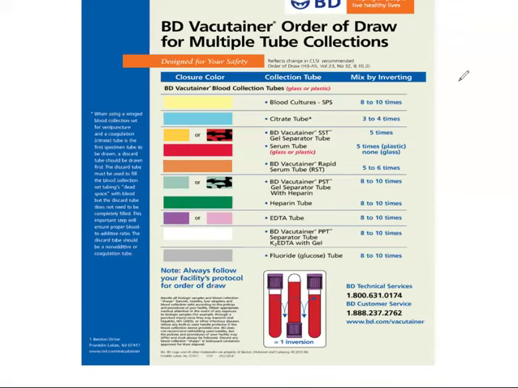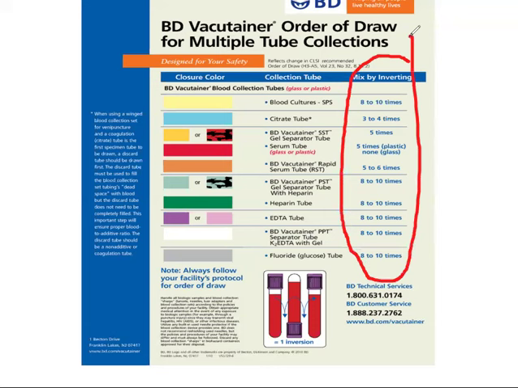So, the next one, class, let's just focus on this side, the number of inversions. Each tube has a required number of inversions. We have a picture here, class, that demonstrates how a proper inversion is performed. After that, we just have to memorize how many inversions are required per color of our evacuated tube.